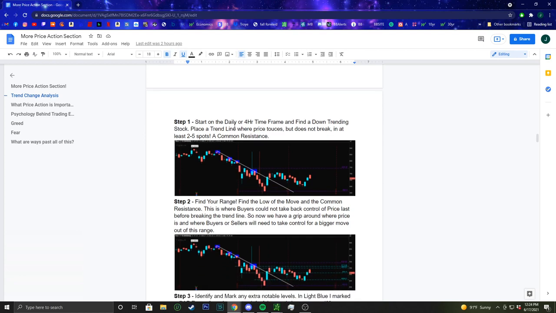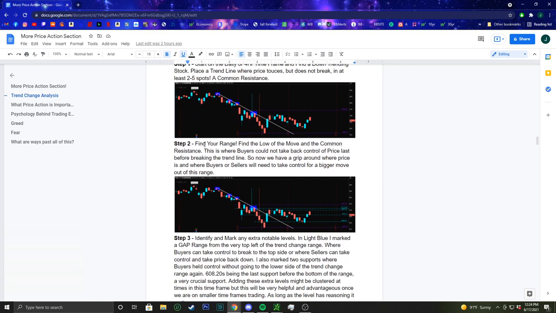So step 1, start on the daily or 4-hour time frame and find a downtrending stock. Place a trend line where the price touches but does not break in at least 2 to 5 spots. So you want to find a very, very common resistance. And we end up in this example finding a very, very common resistance. We can see price even broke out above it and tried holding above.